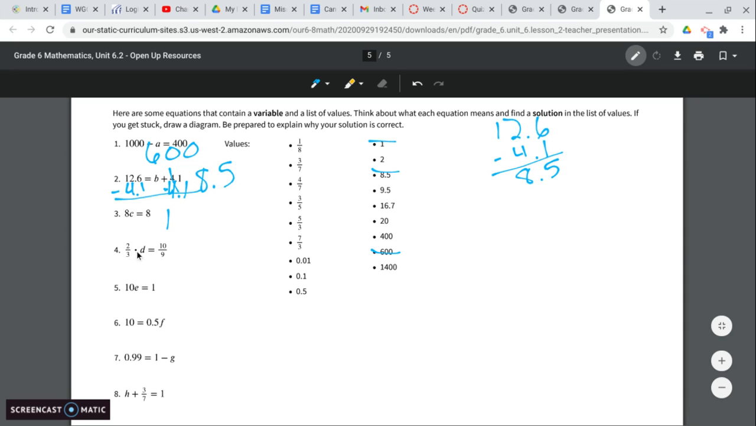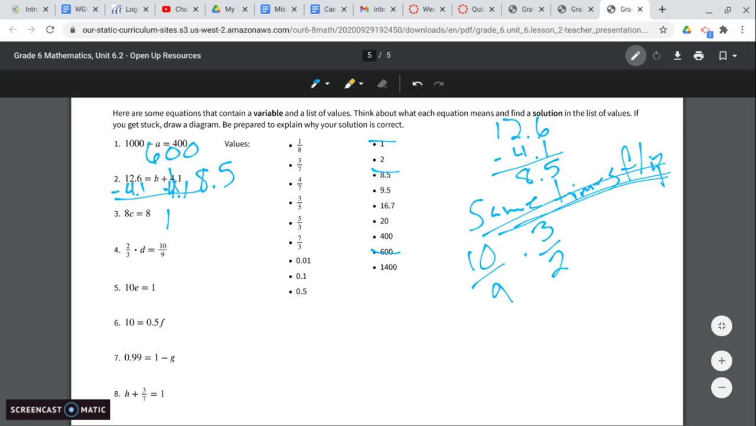Here we have 2/3 times D equals 10/9. Now, to solve this, we would divide. But dividing fractions, we do what's known as same times flip. Same times flip. So we're going to take 10/9 times 3/2. 10 times 3 is 30. 9 times 2 is 18. These are both divisible by 6, so we end up with 5/3. So our answer is 5/3.